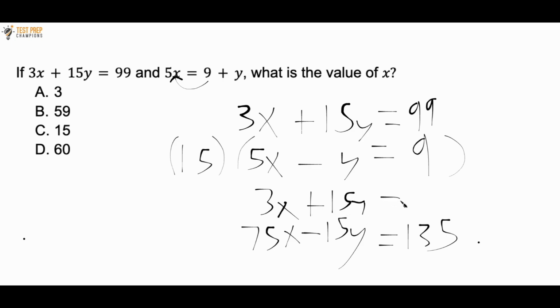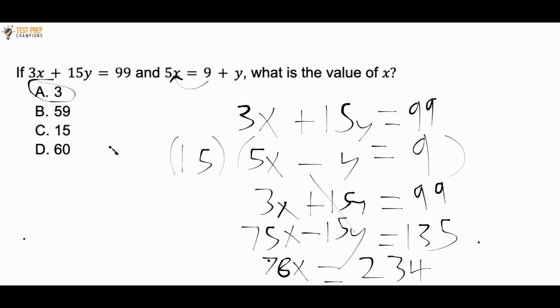15y equals 99. Okay, so now what I'm going to do is add the equations up. 3x plus 75x gives me 78x. 15y plus negative 15y cancels out, so the y's will be done. So then 99 plus 135 gives me 234. And the last step here would be to divide by 78 on both sides, which gets me back to 3.